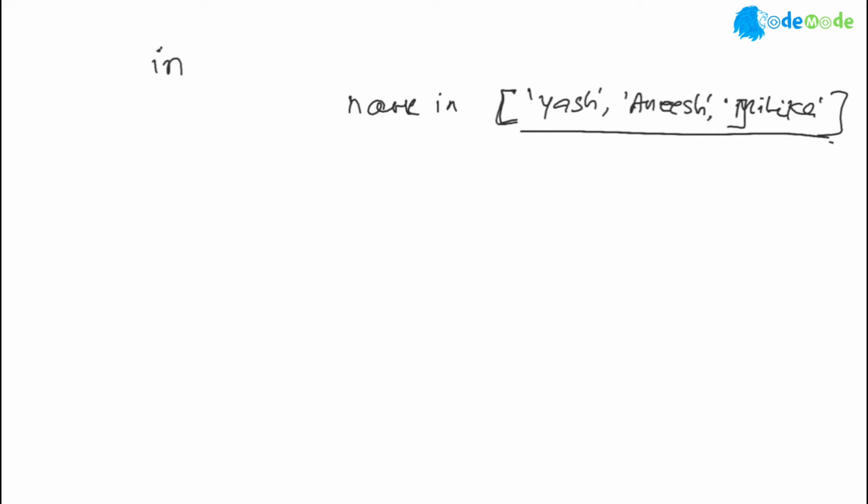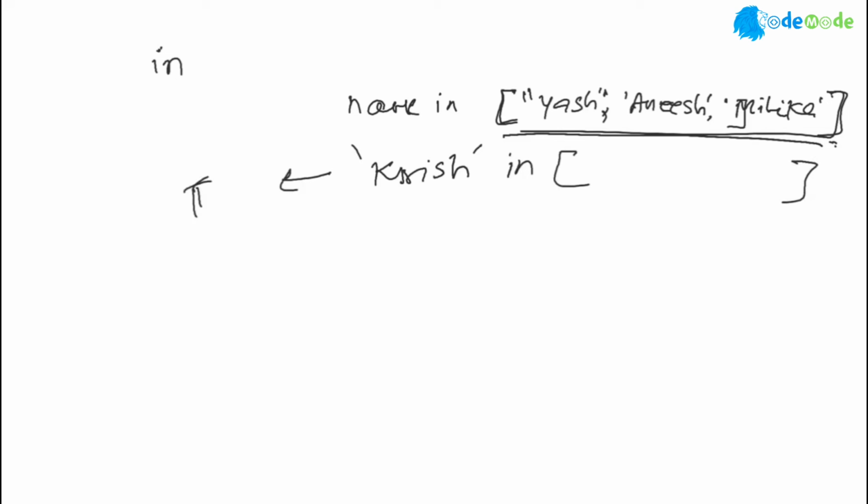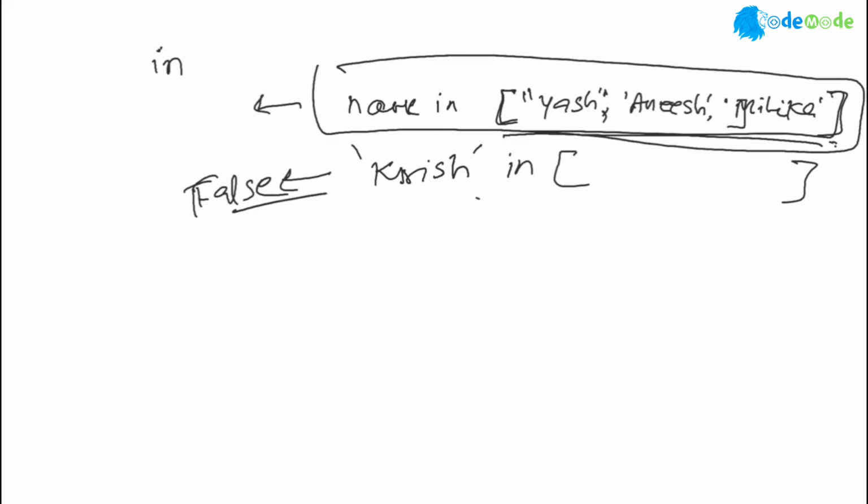So this is my class. This is my list of students, each in single quotes and separated by commas. And I'm checking: is 'Krish', in single quotes, in this list? The answer will be either true or false. Right now it is false because there is no student called Krish in the class. So name in list is also a valid Boolean expression. This will return true or false, and we'll learn more about it.